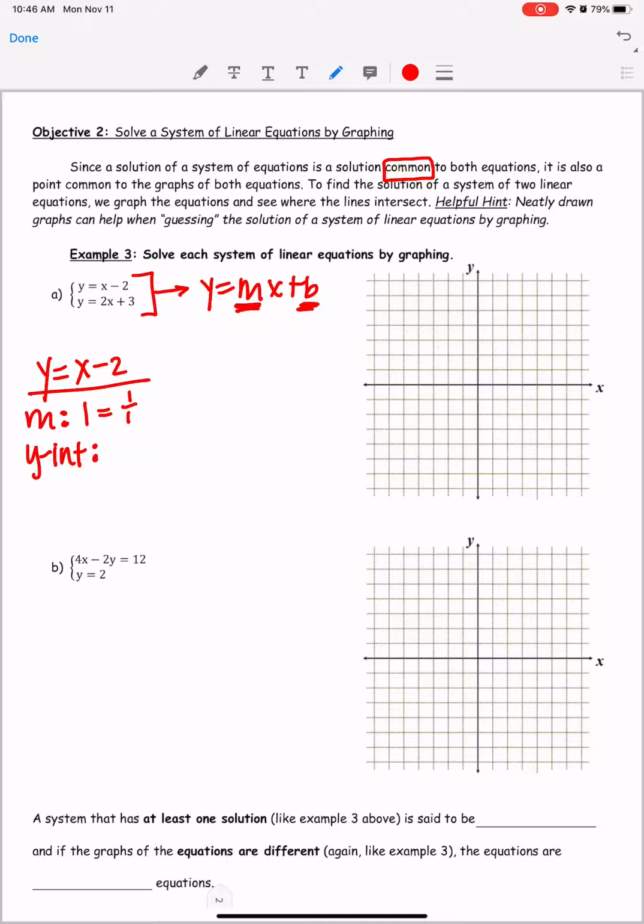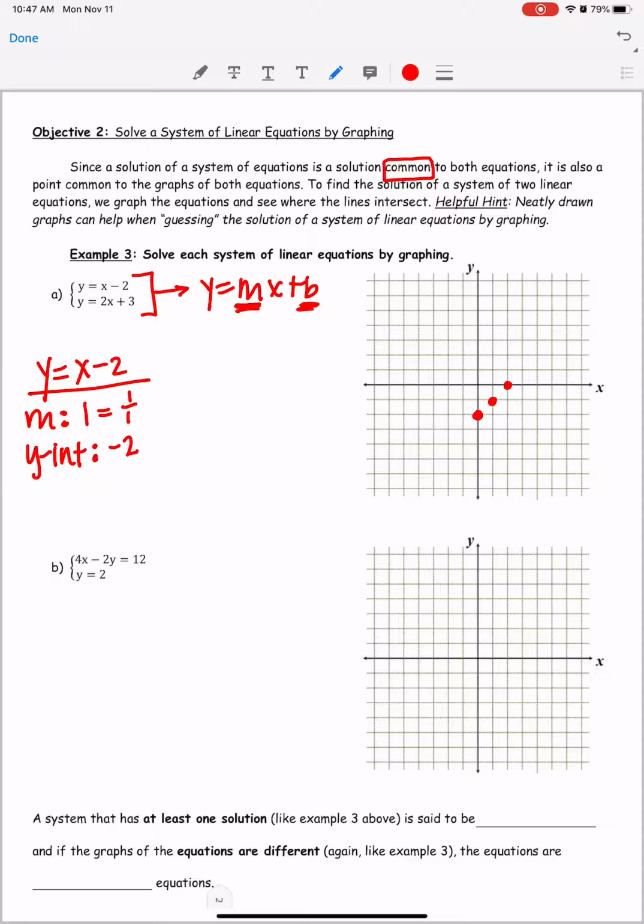And then my y-intercept is whatever that b part is. In this case, it's negative 2. Okay, so let's try graphing this. I'm going to start at my y-intercept of negative 2. And when I use this rise over run, we're going up 1 over 1, then up 1 over 1. We said before that all you need to graph these are 3 points.